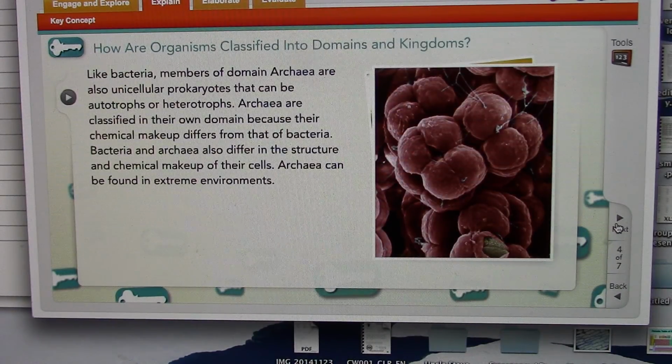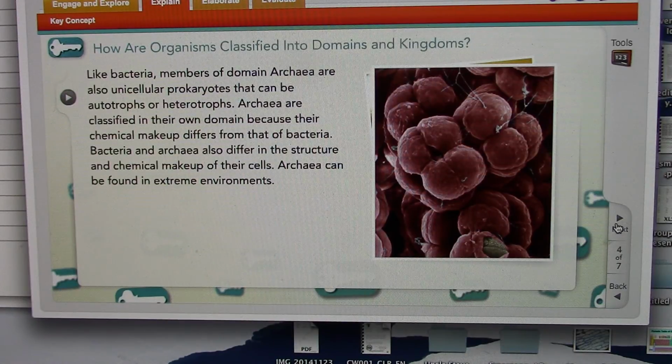Like bacteria, archaea are also unicellular, so one-celled prokaryotes, so no nucleus. They can be autotrophs, meaning they make their own food, or heterotrophs, meaning they eat something else. Archaea are classified in their own domain because their chemical makeup, the things that make them up, is different from bacteria. Bacteria and archaea also have different structure and chemical makeup of their individual cells. So they're both single-celled, they both lack a nucleus, they both make their own food and/or eat something, but archaea chemically are different from bacteria.